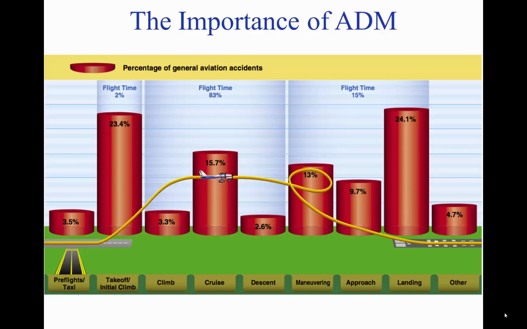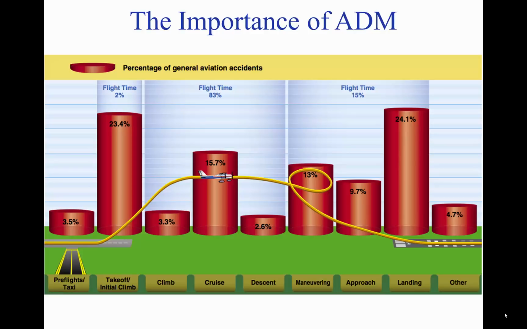It is estimated that approximately 80% of all aviation accidents are related to human factors, and the vast majority of these accidents occur during landing, 24.1%, and takeoff, 23.4%. ADM is a systematic approach to risk assessment and stress management. To understand ADM is to also understand how personal attitudes can influence decision-making and how those attitudes can be modified to enhance safety in the flight deck.